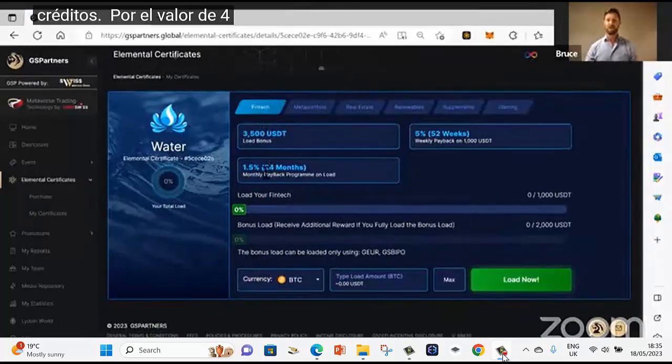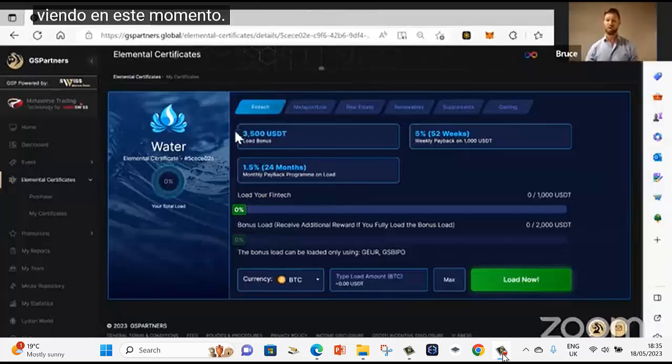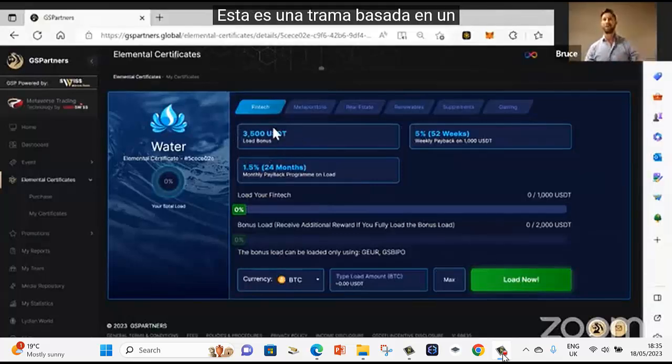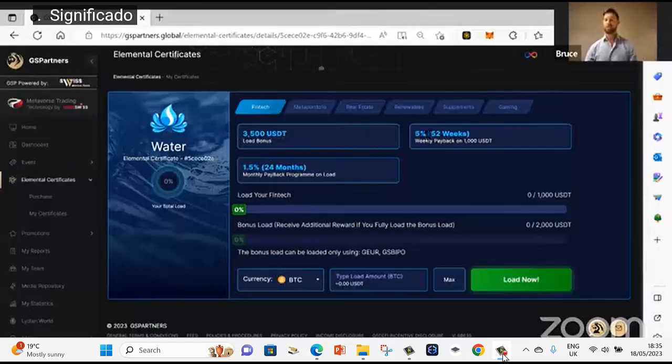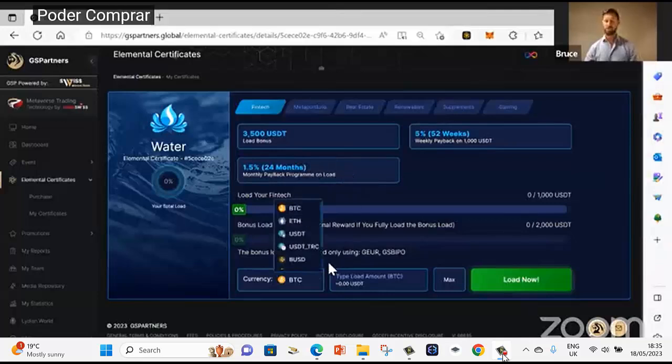Right, fintech, I can load with 1,000 USDT. It'll release a bonus at the end of the blockfolio period. It'll also activate a 5% weekly payback on the price for 52 weeks. And so I like this. I think it's good. And it'll activate a monthly payback program at 1.5% for 24 months for the next blockfolio period. So I'm going to just click on currency.